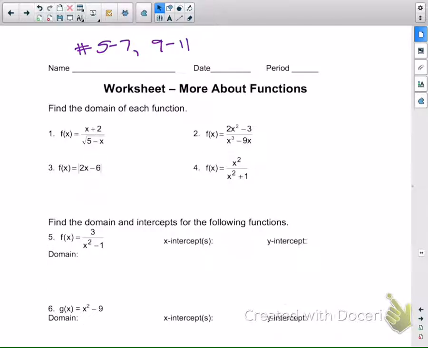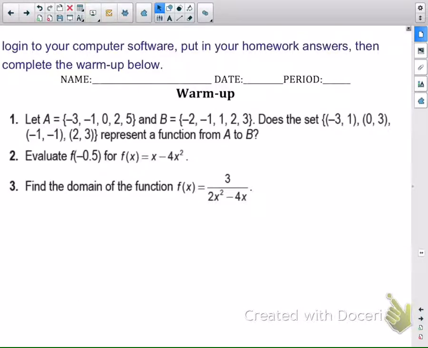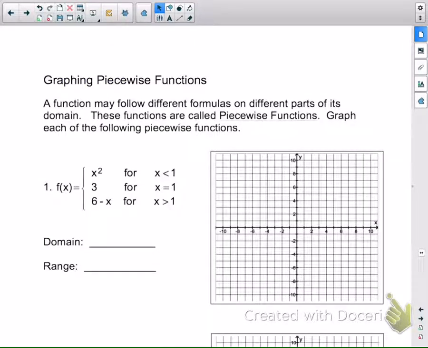Okay. If you will flip over then to page 153, we will end with piecewise functions, which are all of our favorites. 153.